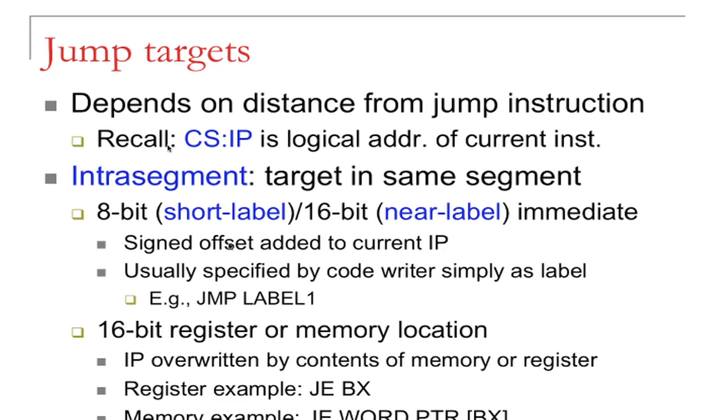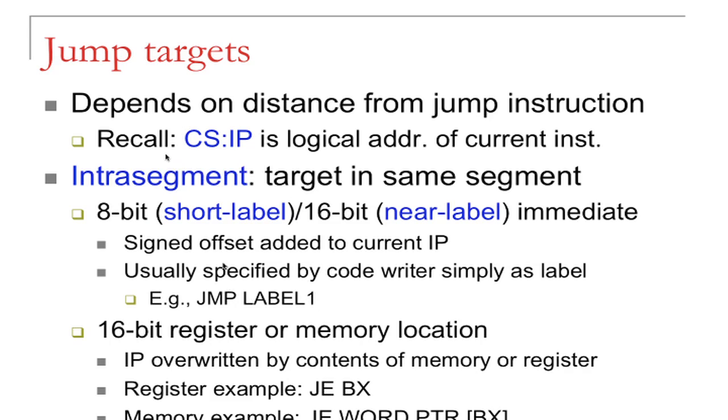If it is very close to the jump instruction, the distance between the target address and the jump instruction, if it's within 256, that's within 8-bit byte range, then that's a short label. If it is a 16-bit range, then that's a near label. Also, the target could be a 16-bit register or memory location. In this case, the instruction pointer will be overwritten by the content of the memory or register.